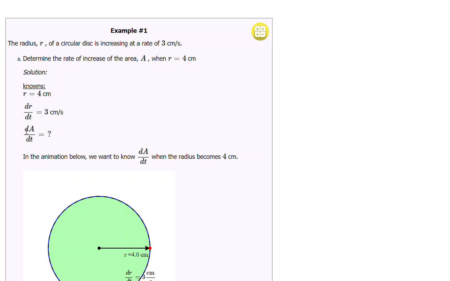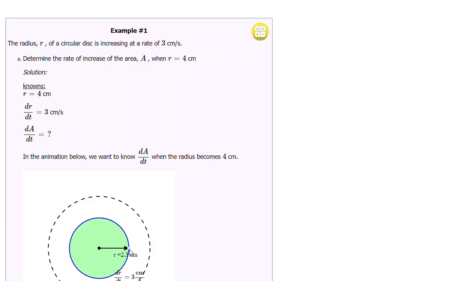So this is going to be what is dA dt, right? How is the area changing with respect to time? So as time is going by, how fast is the area changing? So if you think about it, if you back it up a little bit, as the radius is changing down here at this constant rate all the way across, this 3 centimeters per second, the area is not changing that fast every second at this point, right?